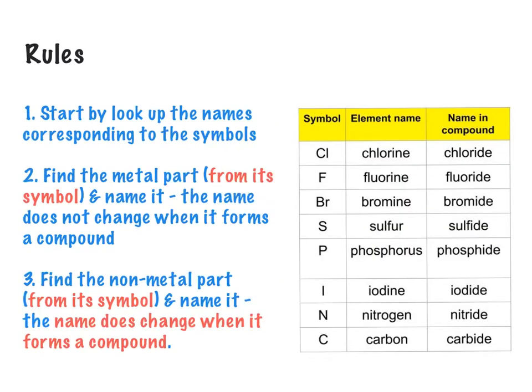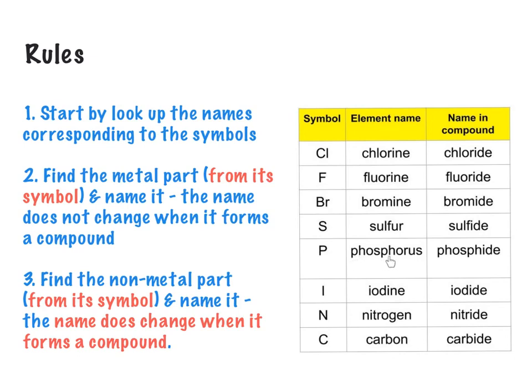So let's look up some common non-metals, and you can see I've put a table here, and you can see I've got the element name and the way it is changed when it becomes part of a compound. So for example, we've got chlorine and becomes chloride. Fluorine becomes fluoride. By George, I think I'm seeing a pattern. Bromine becomes a bromide. Sulfur becomes sulfide. So we just look at the tail end of the name and make it an IDE, but it's got to sound right.